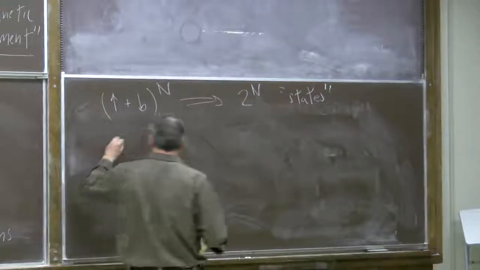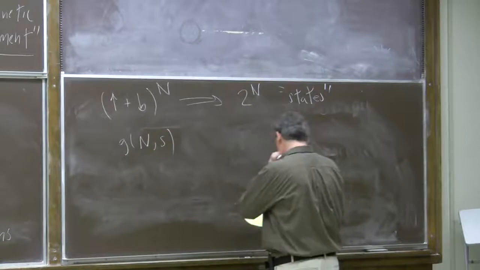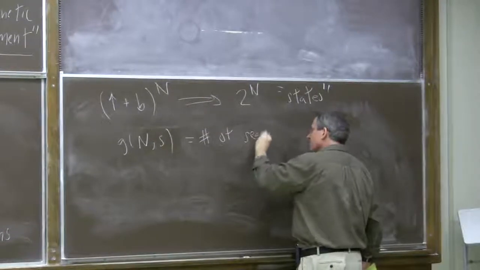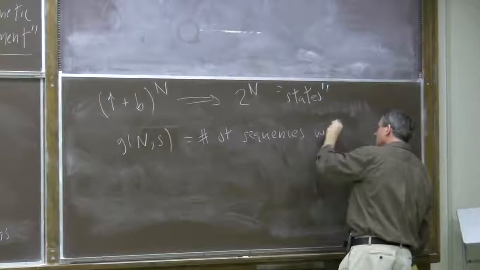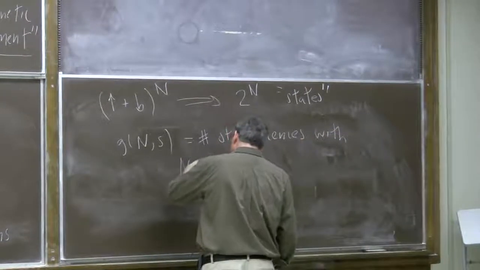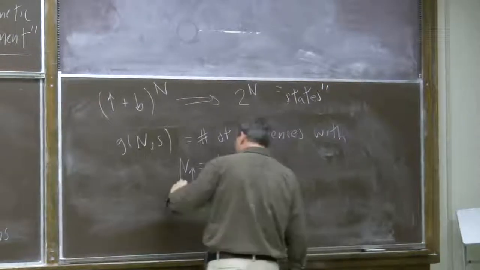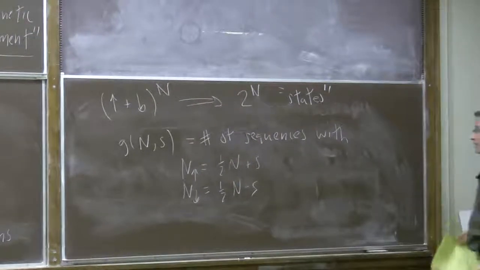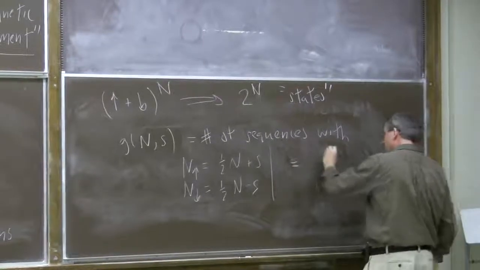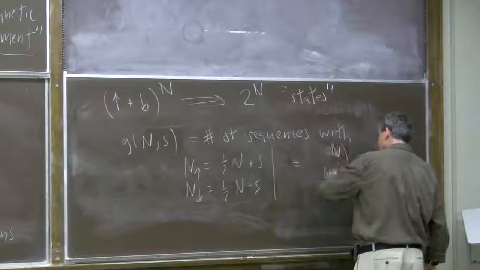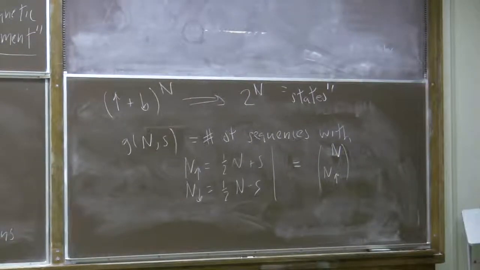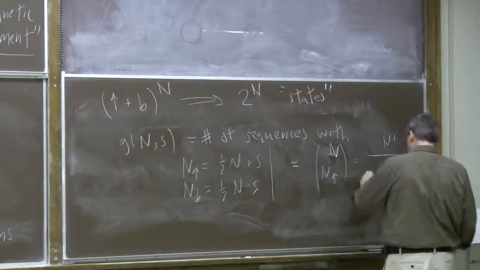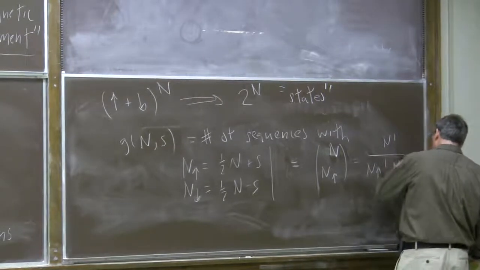And what I mean by the multiplicity is the number of sequences with a specified number of up spins, as I already said, 1/2 n plus s, and the rest down, which means there are 1/2 n minus s which are down. And that's just equal to the number of ways of choosing n up spins out of altogether n spins, right? Which I can write as n factorial divided by the number up factorial divided by the number down factorial.